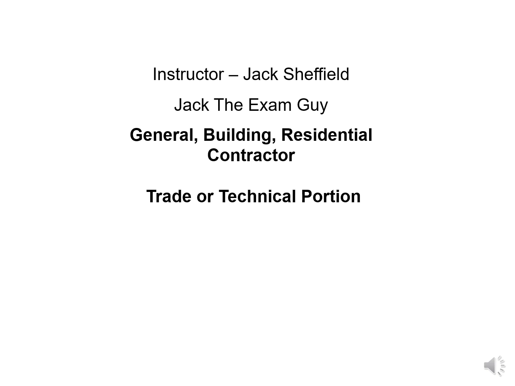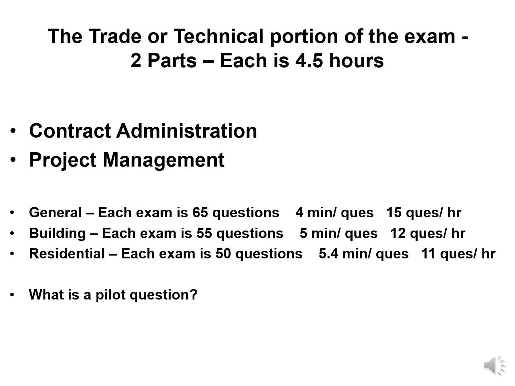We're talking about the exam today, the trade or technical portion of the general building and residential contractor exam. We talk about them all at the same time because they're very similar. Regardless of which one you're taking, we generally teach that at the same time with the same materials. There are two parts to the exam: contract administration and project management. We'll talk a little bit later about the order in which I suggest that you take this exam. We do a little bit of math, okay?